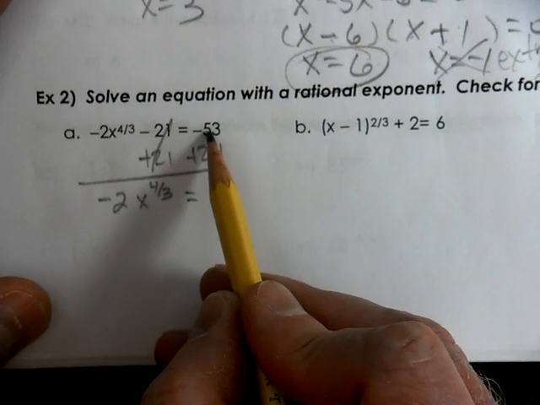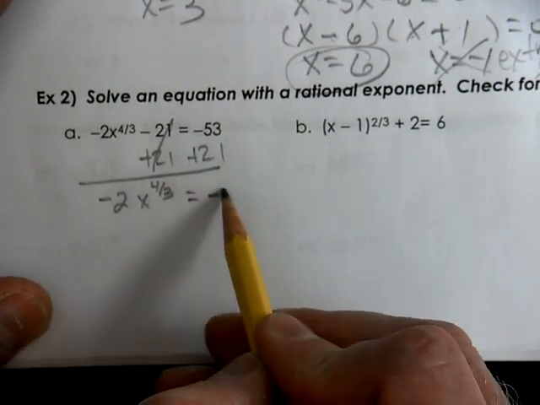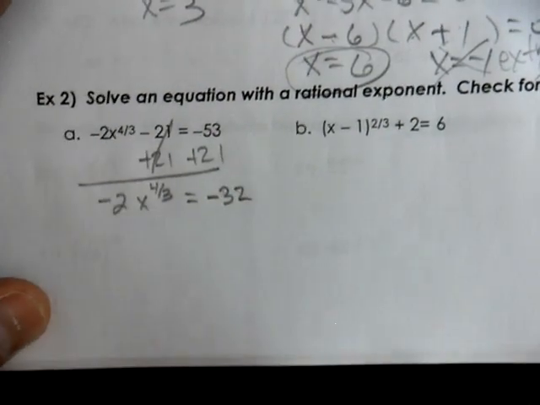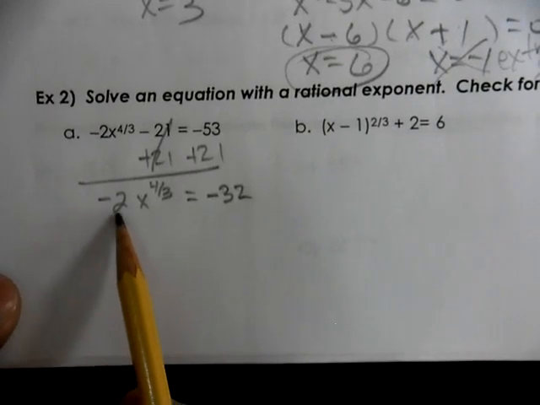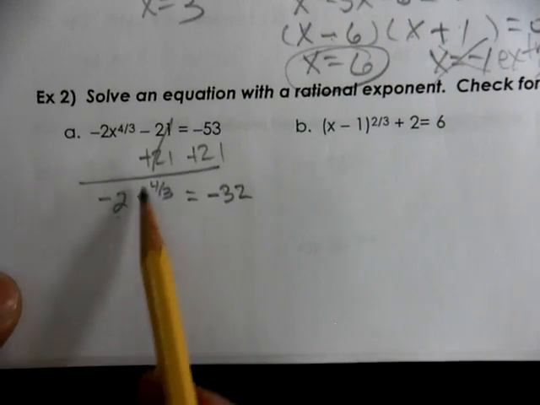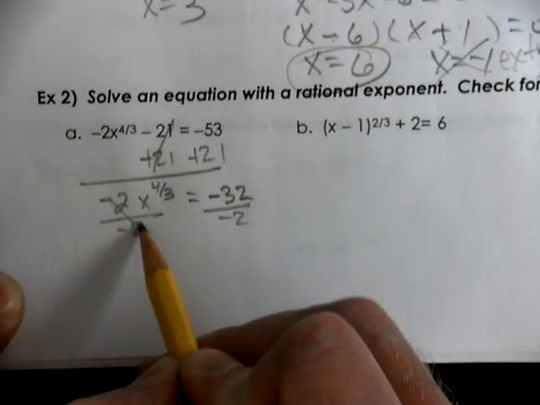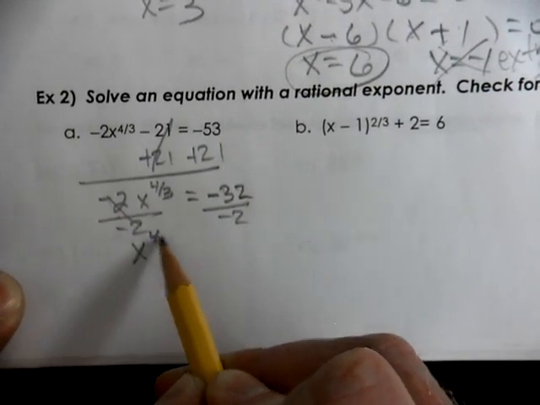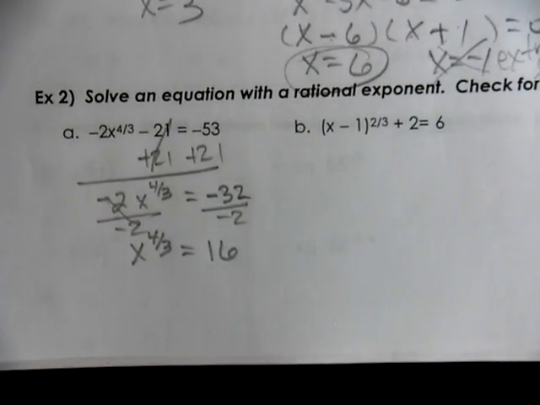And that's going to give us, then, 5 to the 3 is negative. So we know our answer is going to be negative. So then we're going to have 32. We've got to get rid of the 2 first. That isolates our x. So we have to divide by 2 across. So we get x to the 4/3 equals positive 16.